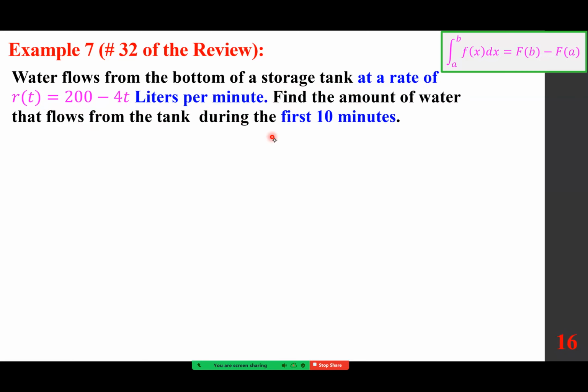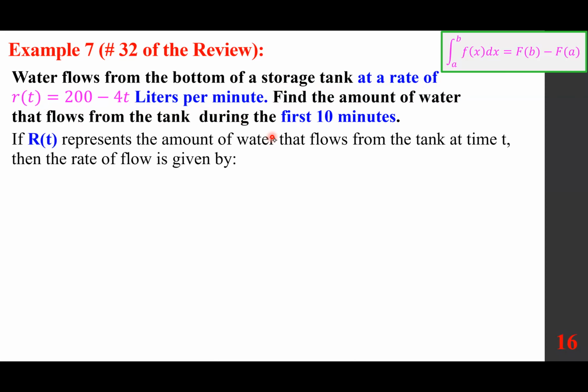So we're going to look at the concept known as the net change or accumulated change theorem. If capital R of t represents the amount of water that flows from the tank at time t, then the rate of flow is given by capital R prime of t or lowercase r of t or 200 minus 4t.